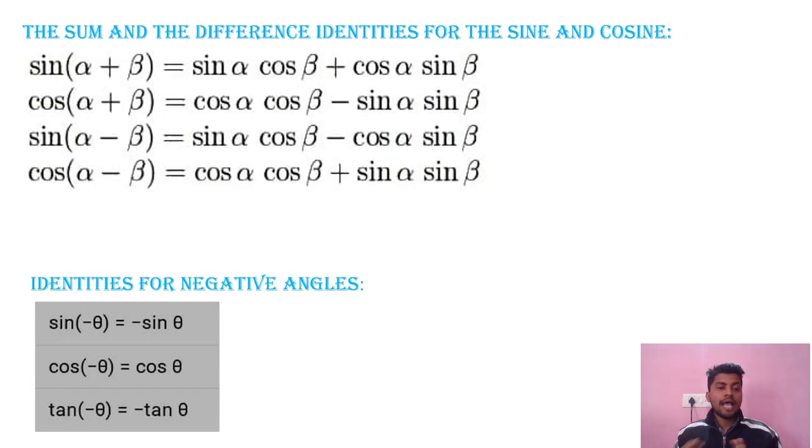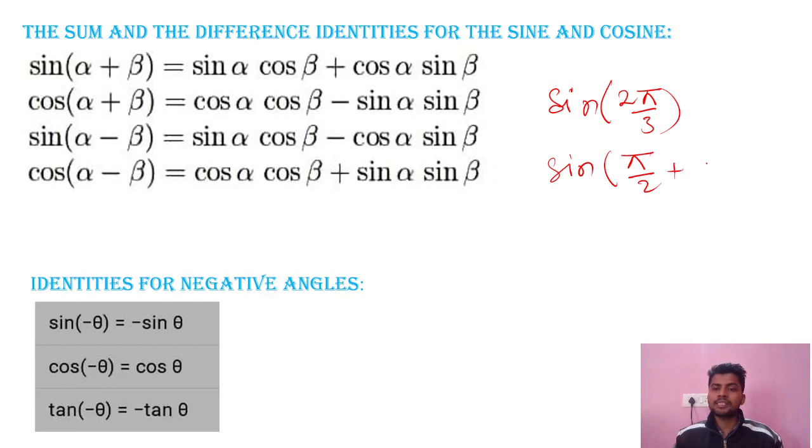Okay. Now, as we know, it has many uses in trigonometry. How? If you can't tell directly the sine 120 value, that is 2 pi by 3's value, so you can write it as sine of pi by 2 plus pi by, for example, 6. Okay, pi by 2 plus pi by 6. Now, if you can't write the value directly, you can apply this formula as well as the complementary rule as well.